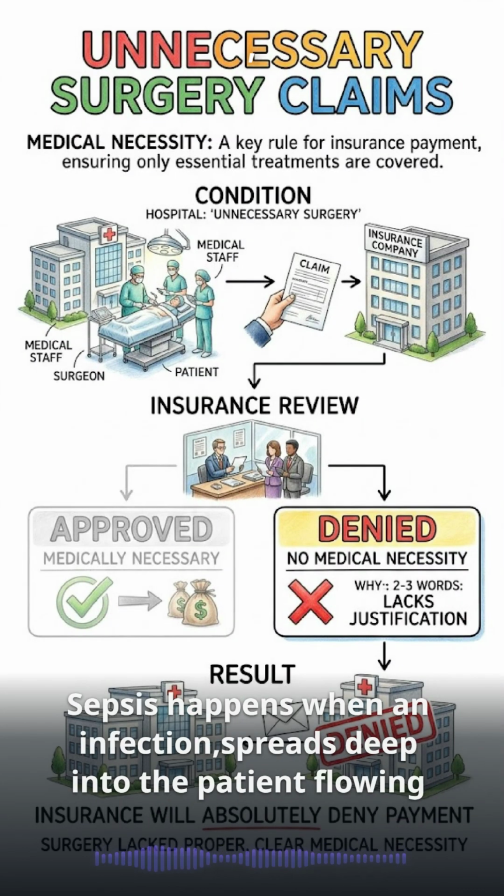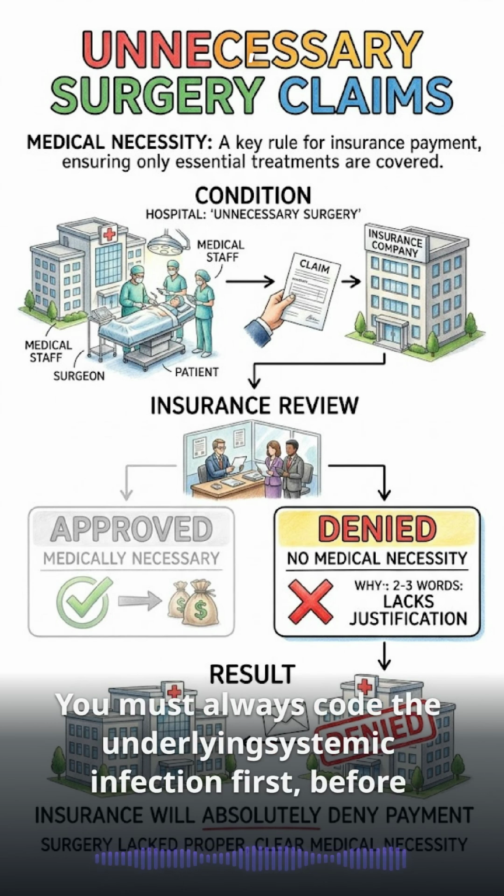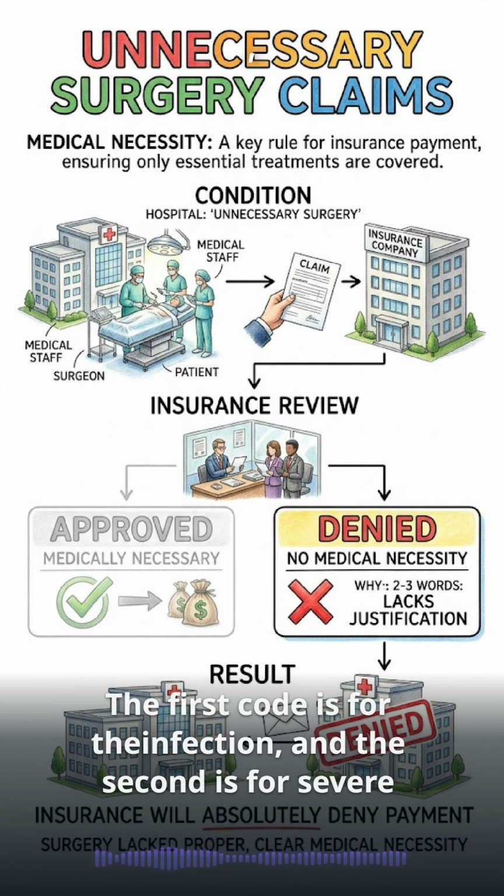Sepsis happens when an infection spreads deep into the patient's bloodstream. You must always code the underlying systemic infection first, before anything else. If the doctor says severe sepsis, you will need a minimum of 2 codes. The first code is for the infection, and the second is for severe sepsis.